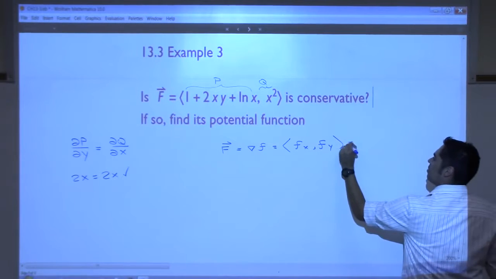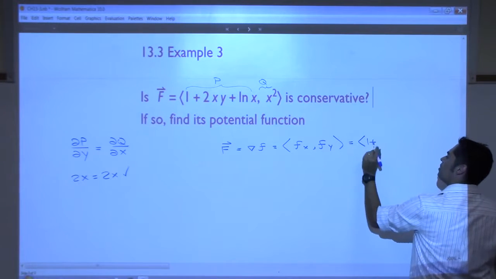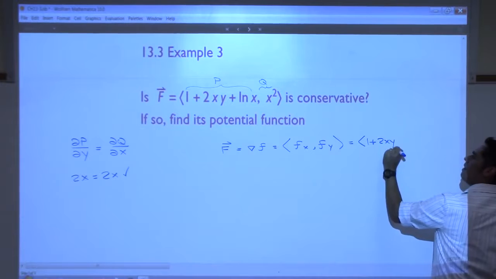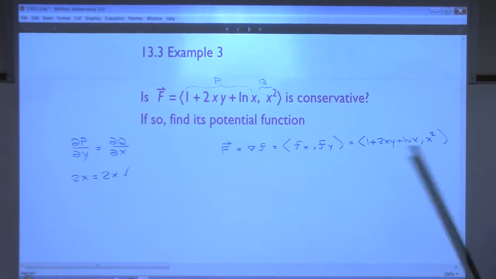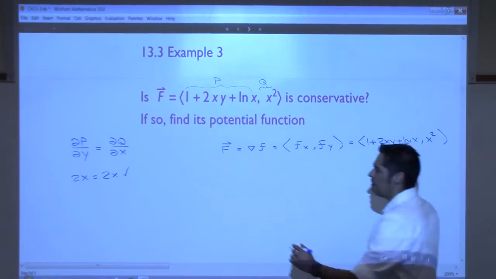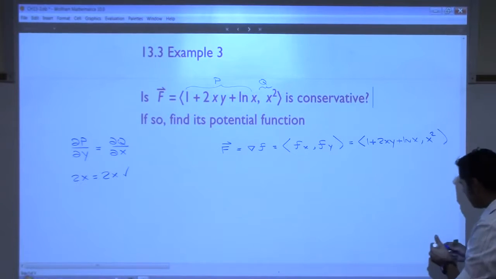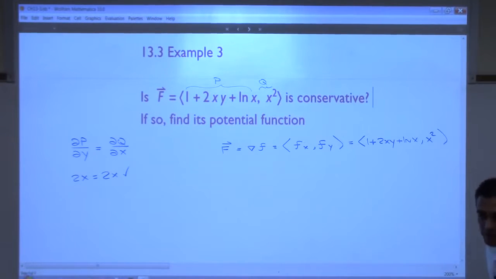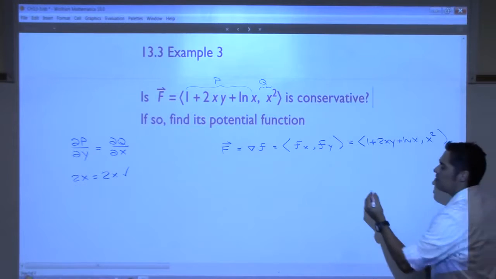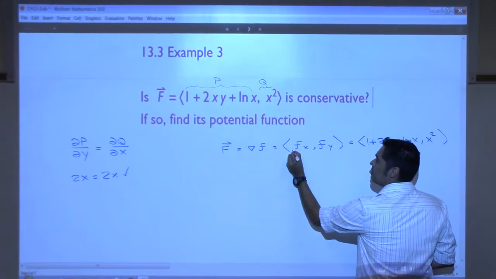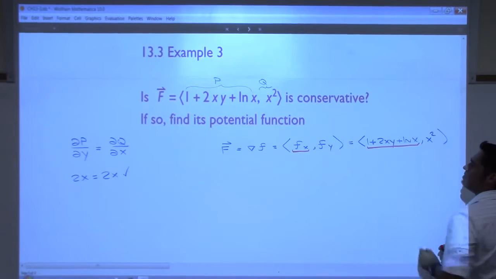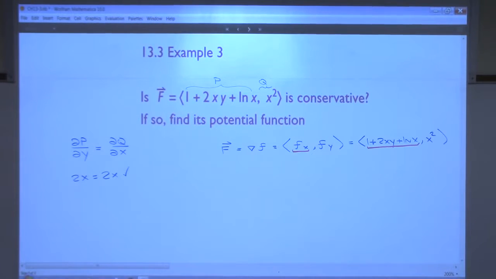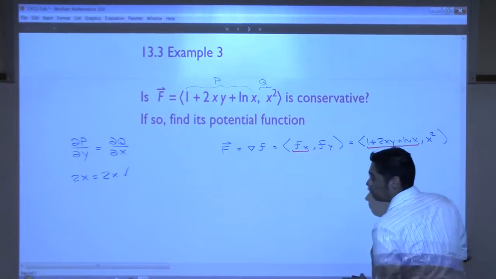Which for us in this particular problem is 1 plus 2xy plus natural log x comma x squared. Right? That's what I know right now. I'm going to start by writing down the first solid piece of information that I have. And that is, I know that whatever f is, its partial with respect to x is that. Right? That's what I know. So I'm going to write that down.